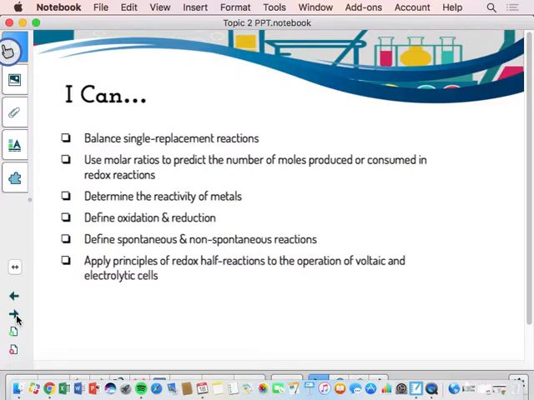Determine the reactivity of metals. Know what an oxidation and reduction reaction is. Know what spontaneous and non-spontaneous reactions are. And then apply principles of redox half reactions to voltaic and electrolytic cells.